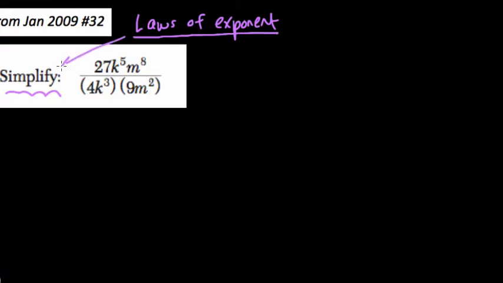That's what it means to simplify, right? That you apply all the laws of exponents, that you multiply and add everything you can. So let's do that. Here we have 27 times k to the fifth times m to the eighth. I want to leave a little bit of space in between them. And that's over the product of 4 times k to the third, times 9m to the second. Now, I didn't write a 9 here. In fact, I'm going to write it over here.